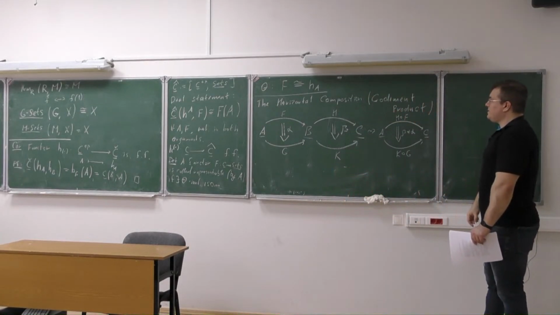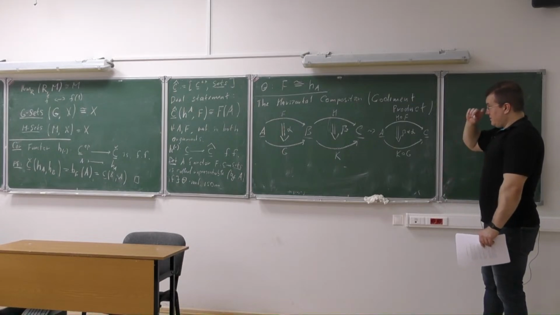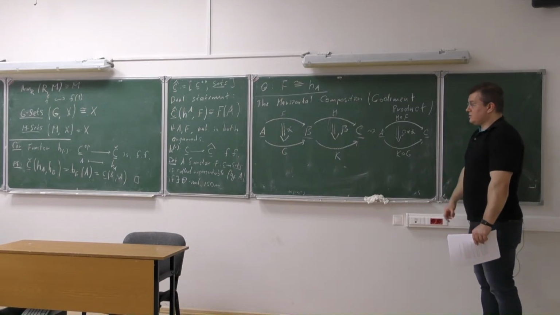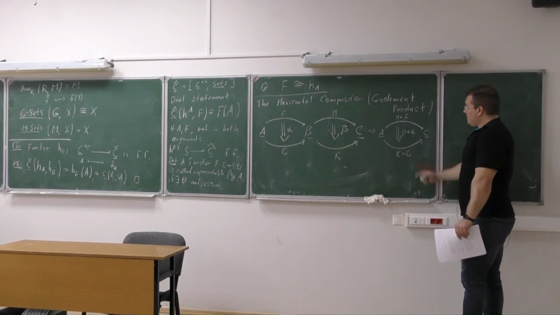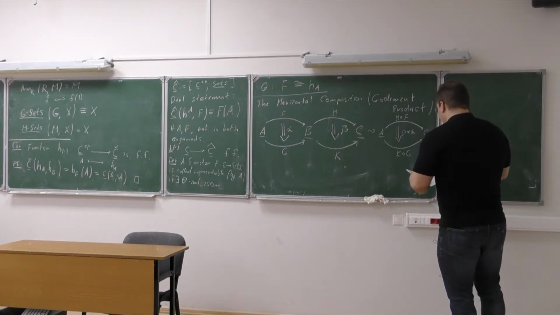So you can see the reason why this is called the horizontal composition, and the standard composition of natural transformations is called the vertical composition. Well, the goal now is to define this. What is beta star alpha? So I need to define this operation.